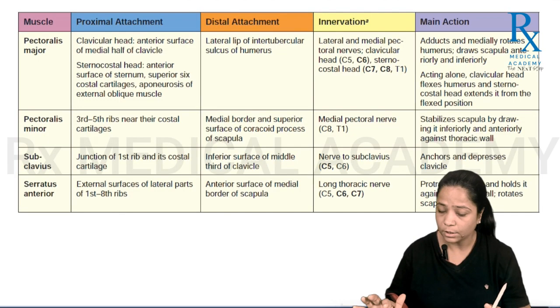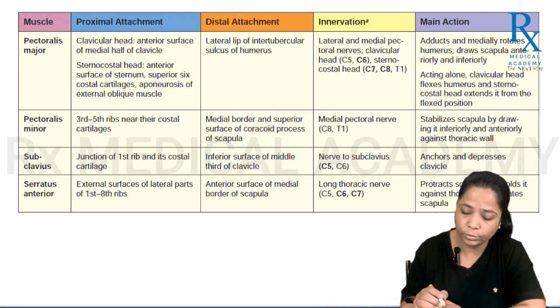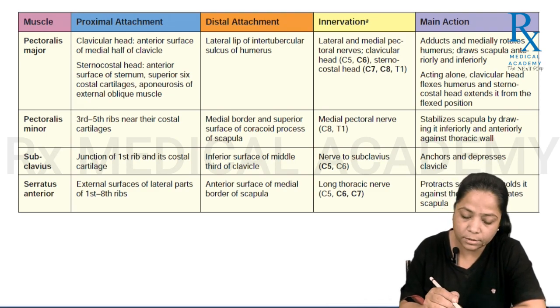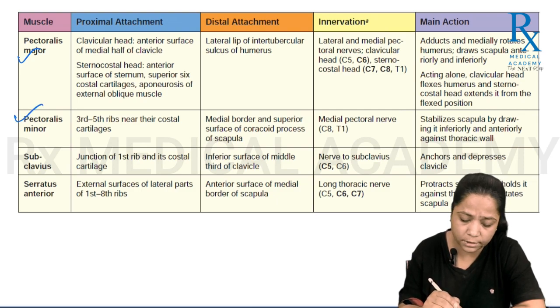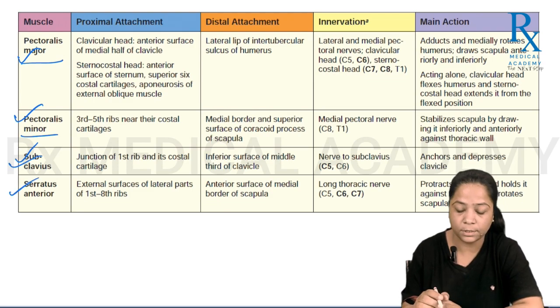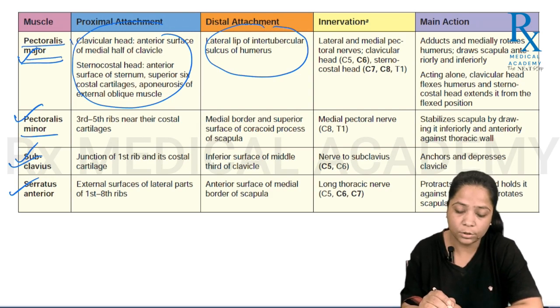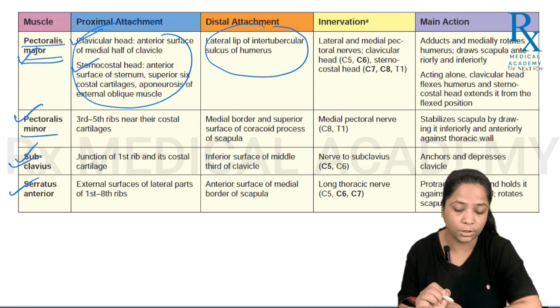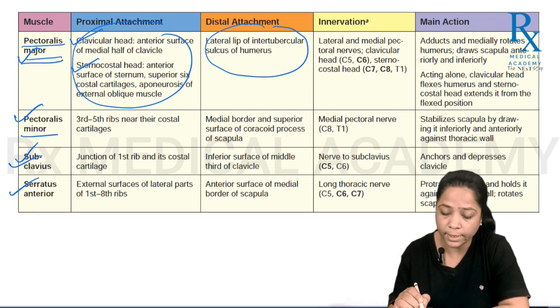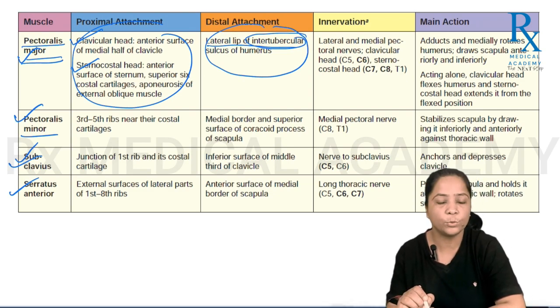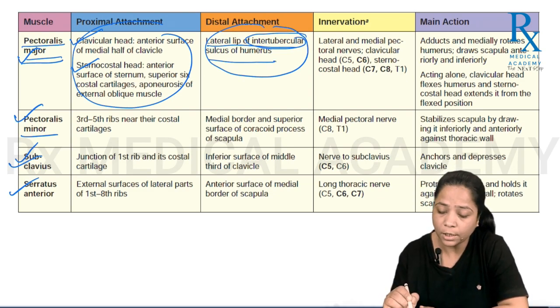So in this slide, you can see a summary of the total muscles of the pectoral region, that is your pectoralis major, pectoralis minor, subclavius and serratus anterior, from where they are originating, from where they are going to attach. So in case of pectoralis major, you have the clavicular head, you have the sternocostal head. They are going to attach on the lateral lip of the intertubercular sulcus, or the bicipital groove of the humerus. The nerve innervation is the lateral and medial pectoral nerve.